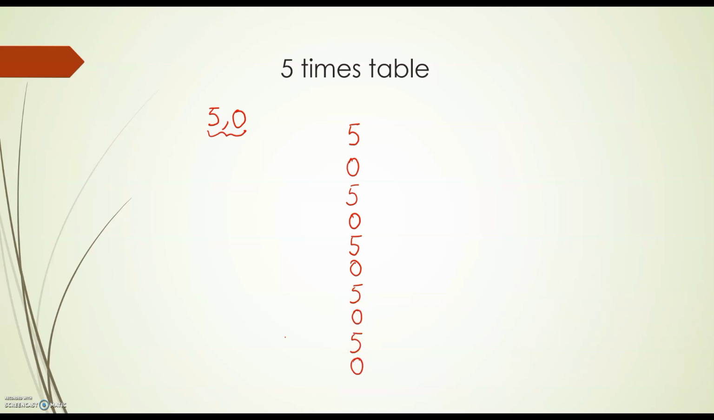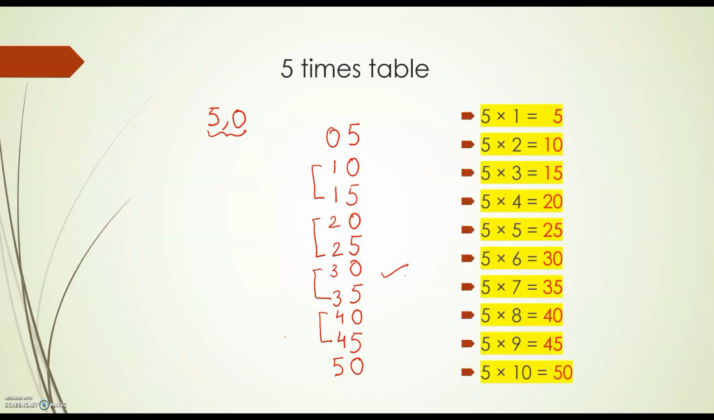And then for the tens place we will write here 0 and for these two numbers, we will write 1, 1. For the next two numbers, we will write 2. For the next two numbers, we will write 3. Then the next number, we will write 4. And then last is 5. And this is our 5 times table.